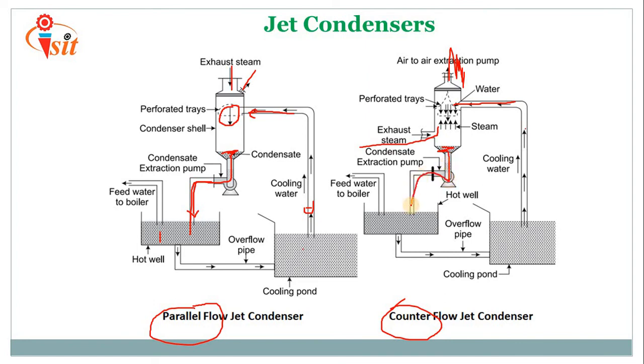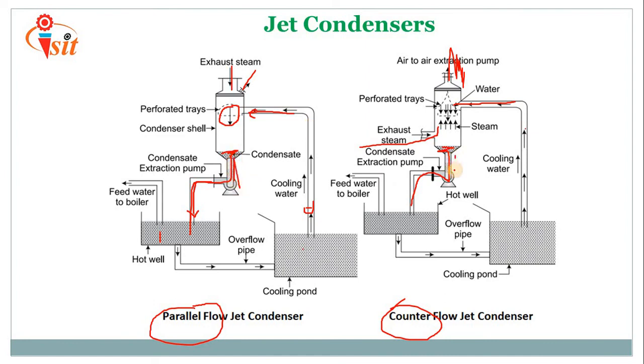Okay, and the stored water enters the hot well again with the help of the condensate extraction pump. So in the parallel as well as the counter flow type, we must use the condensate extraction pump in order to move the water into the hot well. That is the essential part. And the remaining one is the barometric type. It is the same as parallel and counter, only the length of this particular discharge tube differs.